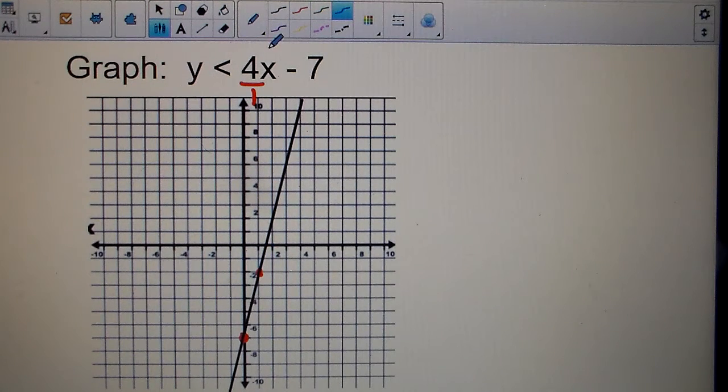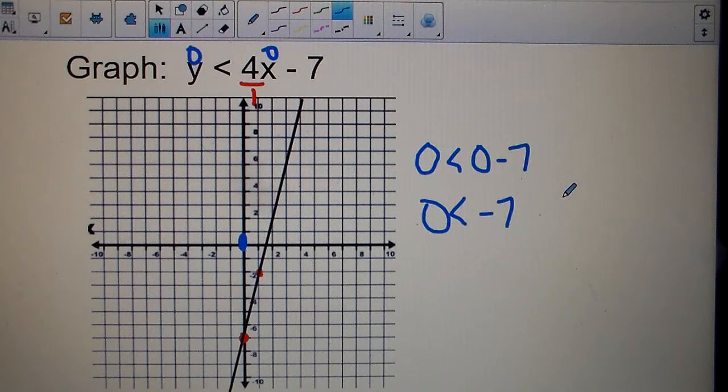And we put a 0 in for x, and we put a 0 in for y. We're testing this coordinate to figure out which way we have to shade. So is 0 less than 4 times 0, which is 0, minus 7? Is 0 less than negative 7? Is that a true statement or a false statement? Well, that's false. 0 is not less than negative 7. So since that's a false statement, that means we have to shade on the other side.